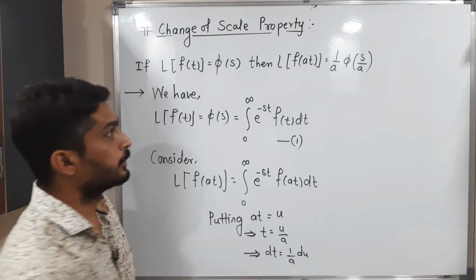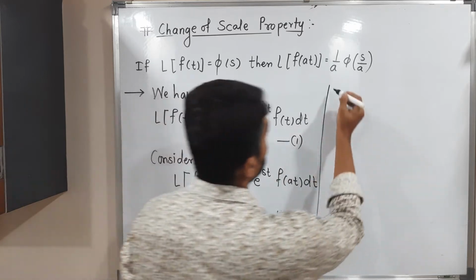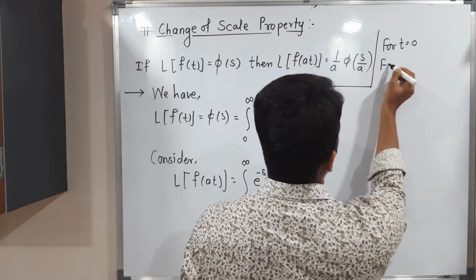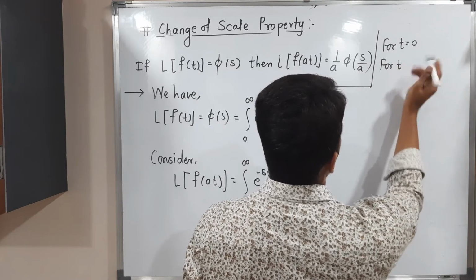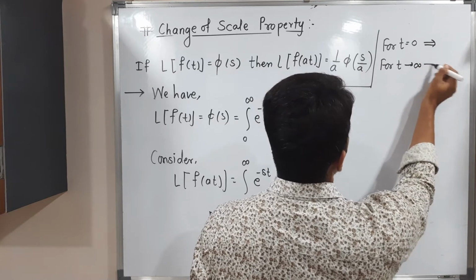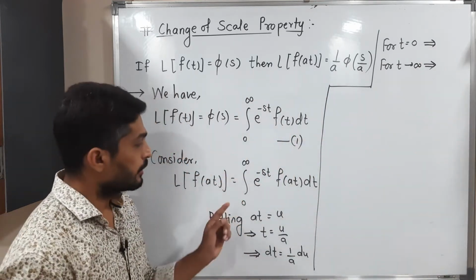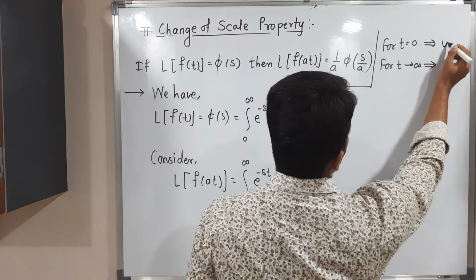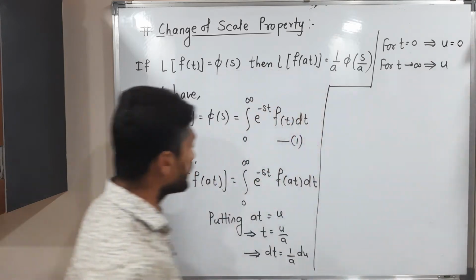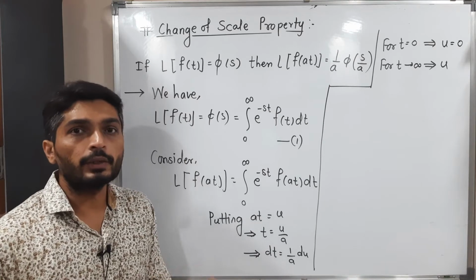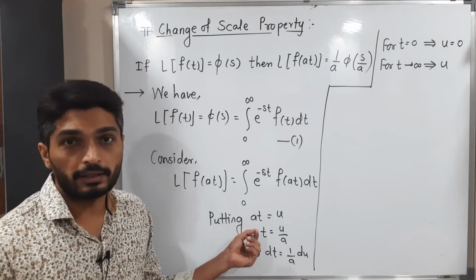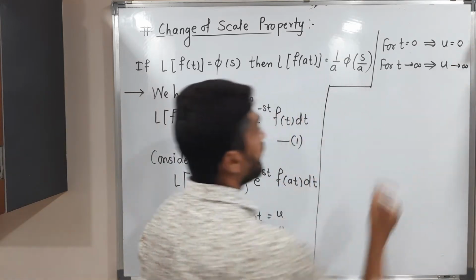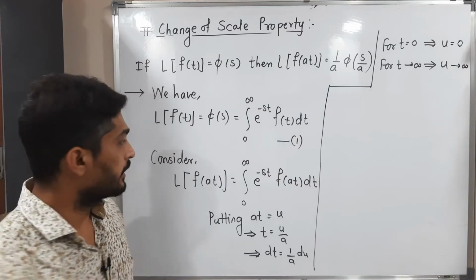After that, we have to find new limits. Let us do that here. We have t equal to 0 and t tends to infinity, right? These are the original limits of t, 0 to infinity. See, when t is equal to 0, what will happen? 0 into anything is 0, so u is also equal to 0. And when you put t equal to infinity, infinity into anything, since a is a finite number, you will have infinity again, and the value of u is also infinity. So our new limits are also the same, 0 to infinity. Let us put that here.